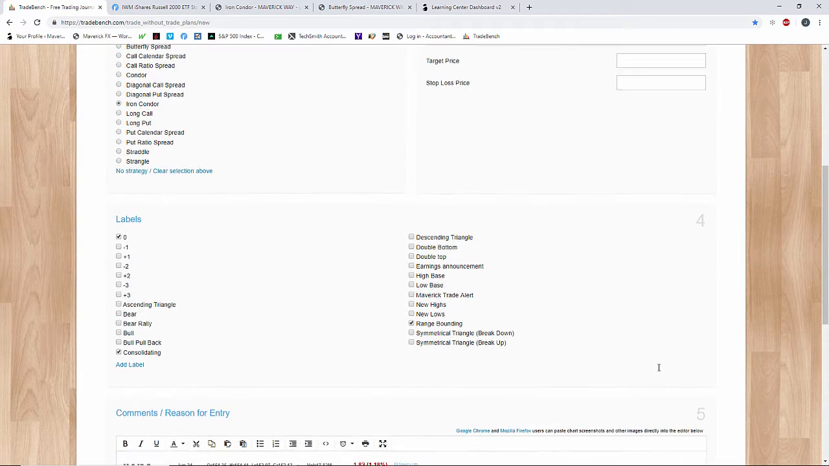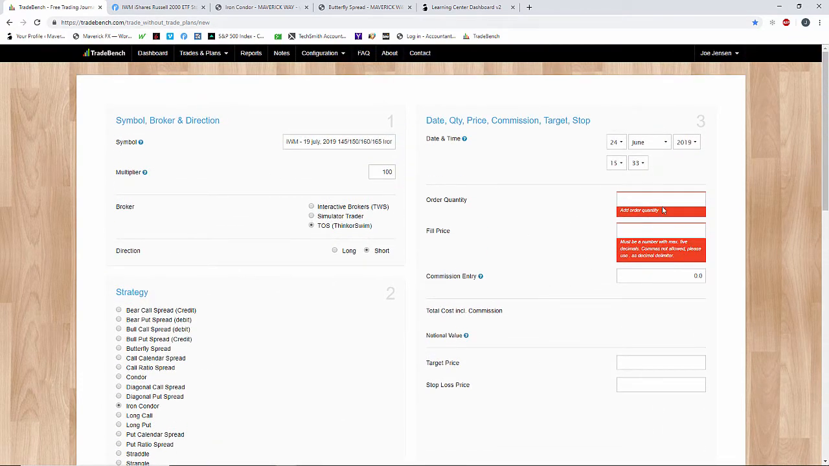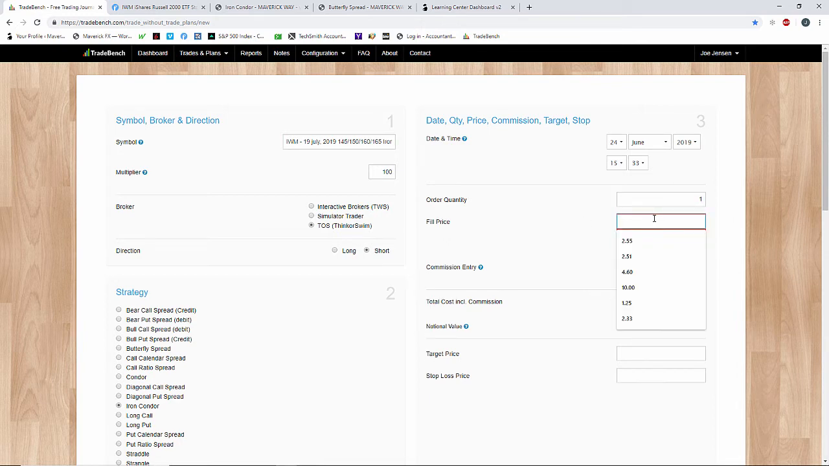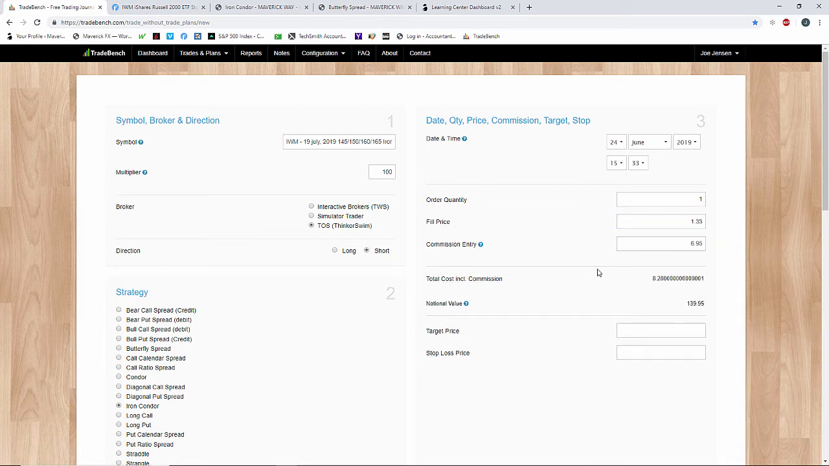So, I can't hit submit yet. I have to go to the order quantity. So let's make sure I'm going to do one contract. The fill price is going to be $1.33, and there's our commission, so on and so forth.